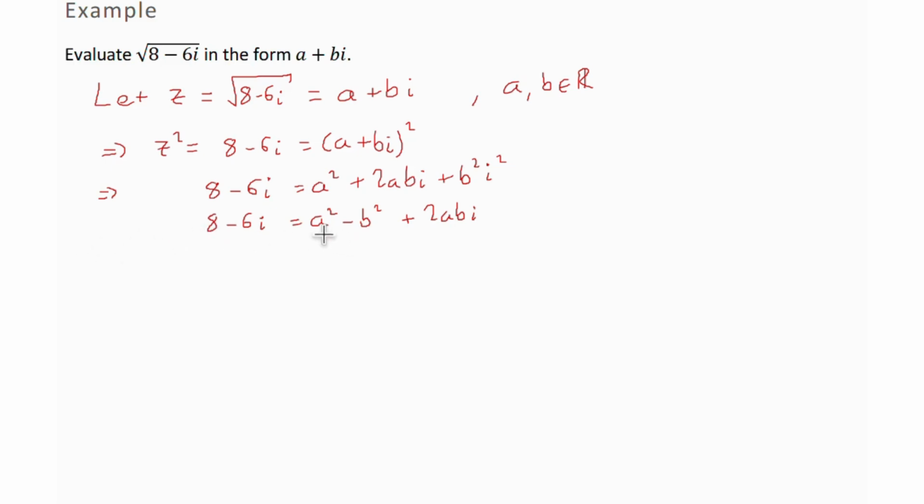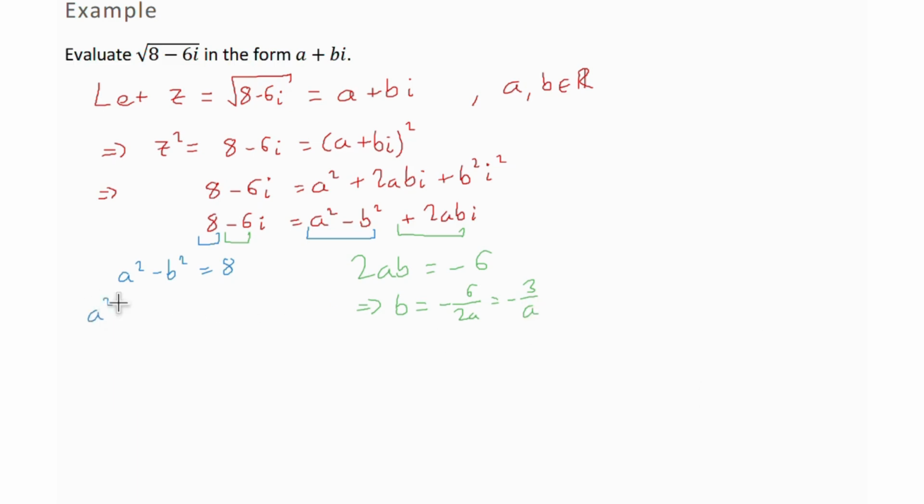But that means that the real bit here, a squared minus b squared, must be equal to 8. And also that the imaginary bit here, 2ab, must be equal to -6. And now we end up with a pair of simultaneous equations that we need to solve. We start by rewriting this one as b equals -6 over 2a, or -3 over a.